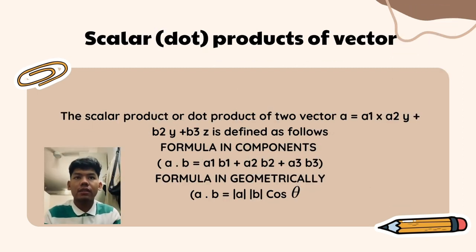Formula and application: scalar dot product of vector. The scalar product or dot product of two vectors A equals A1 x plus A2 y plus A3 z and B equals B1 x plus B2 y plus B3 z is defined as follows. Formula in components: A dot B equals A1 B1 plus A2 B2 plus A3 B3. Formula geometrically: A dot B equals magnitude of A times magnitude of B times cos theta.